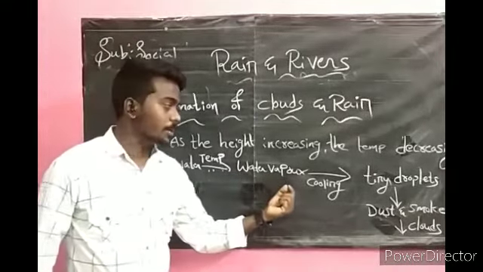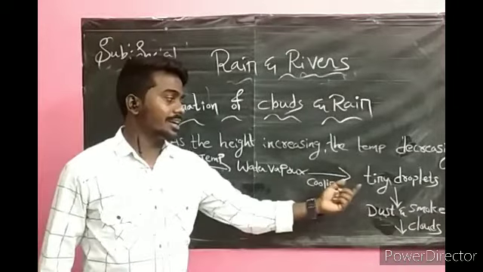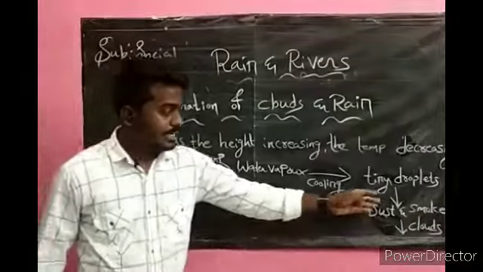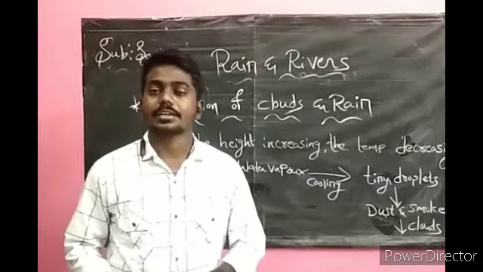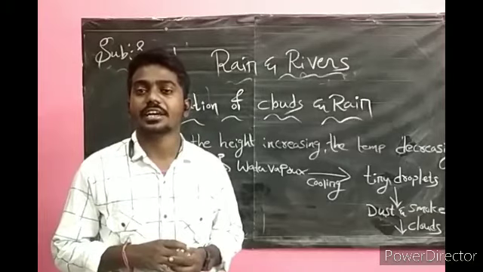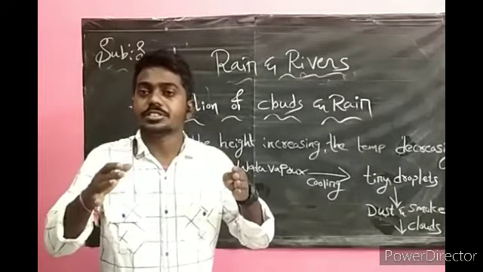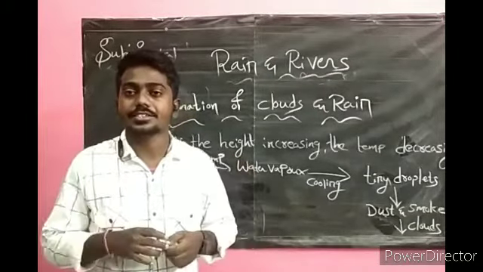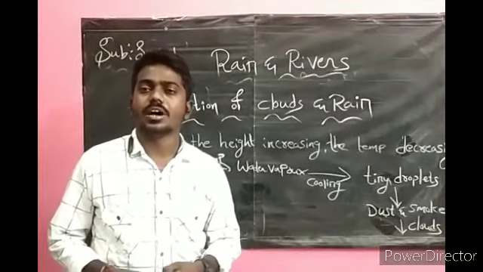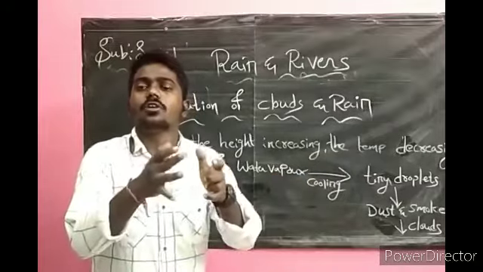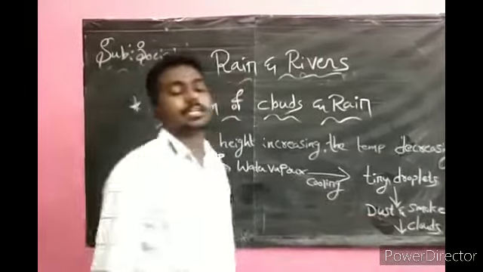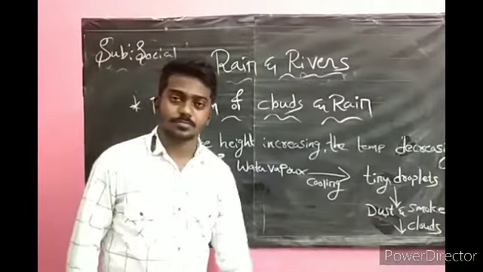Okay, water changes into water vapor by temperature. Again, water vapor changes into tiny droplets by cooling. And next, small droplets are mixed with dust and smoke which are present in the air, and gradually the size of the droplets is increasing, and small drops of water gather to form clouds.